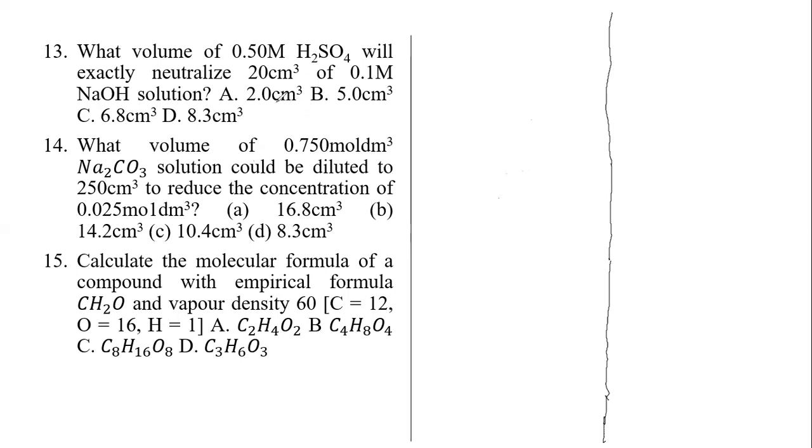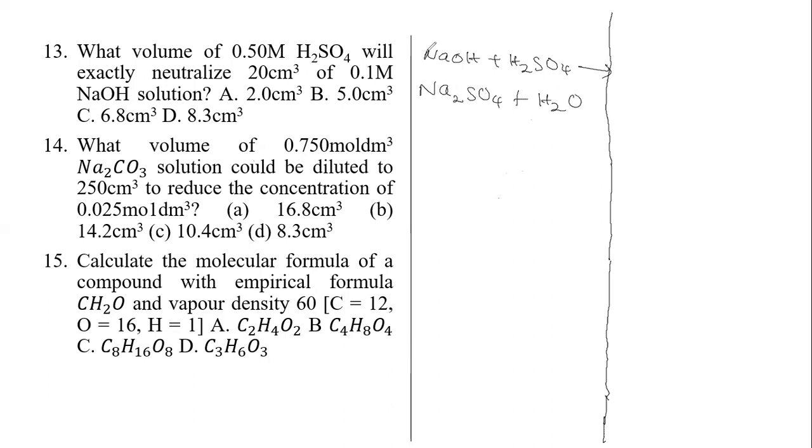Question number 13 says: what volume of 0.5 molar H2SO4 will exactly neutralize 20 cm cube of 0.1 molar sodium hydroxide? Now you see that this is a neutralization reaction between an acid and a base, so life is very easy with this. First write the balanced equation between sodium hydroxide and H2SO4. This is going to give you sodium sulfate plus H2O.